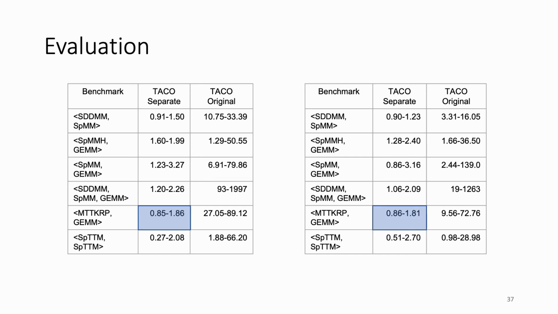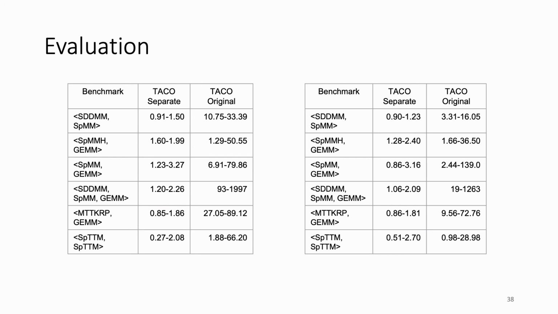The slowdowns we see with respect to the MTTKRP GEMM benchmark happen when the intermediate tensor in the separate execution is small, such that it can fit in the last level cache. But we see better performance in using SparseLNR when the intermediate tensors are large.